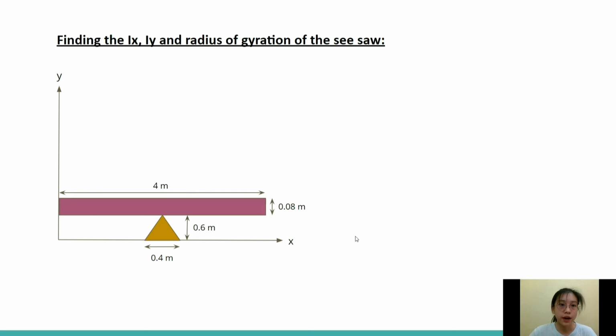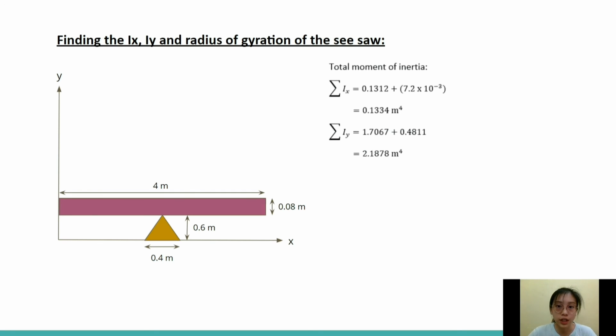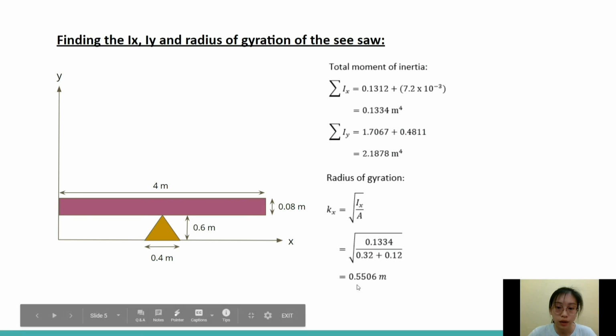So now we can find the total moment of inertia with respect to the x-axis and y-axis. We are summing the rectangular part and the triangular part moment of inertia with respect to the x-axis to get this answer. Now we can calculate the radius of gyration of the seesaw with respect to the x-axis. We are using the equation square root of moment of inertia divided by area to get this answer.